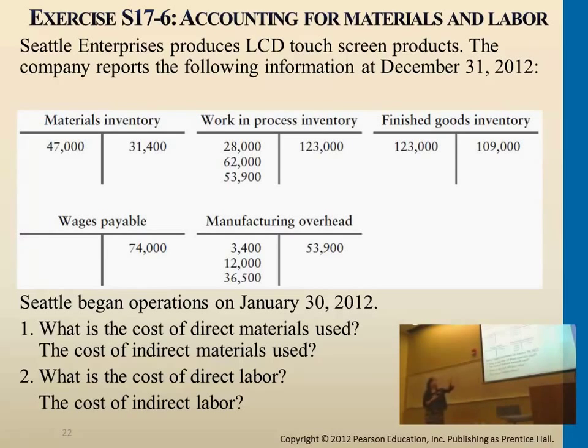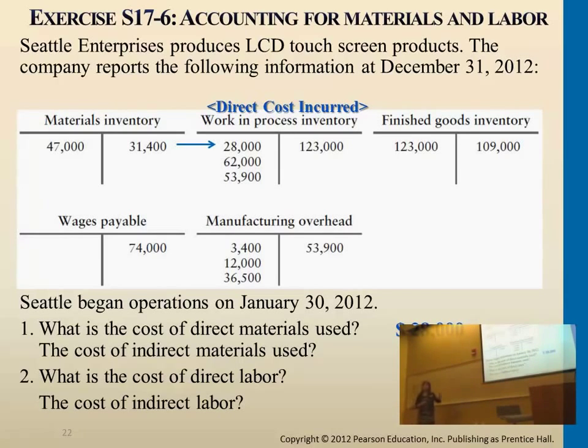So then we take a look at the work in process inventory category, right? You on track? Direct material would be 28,000. What about indirect? 3,400. So if you add them together, it becomes 31,400. Okay, so if you take a look at this, direct cost incurred, direct materials is $28,000.